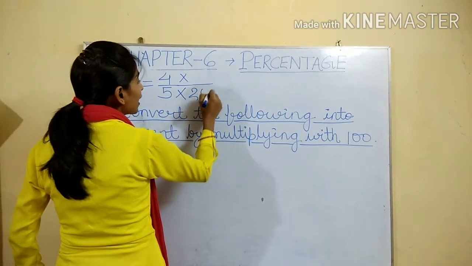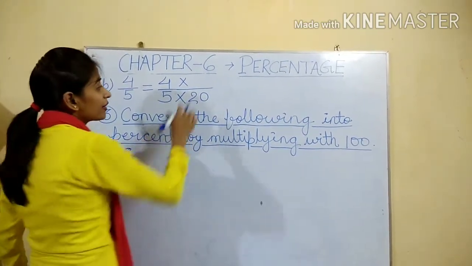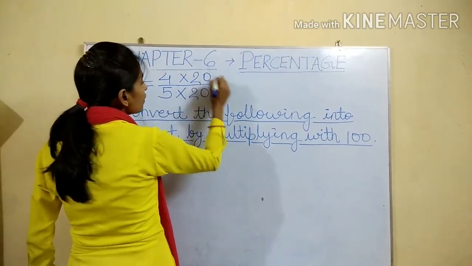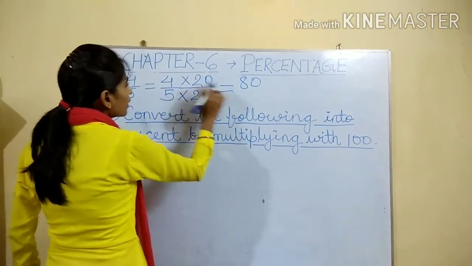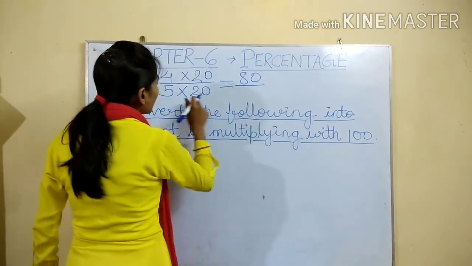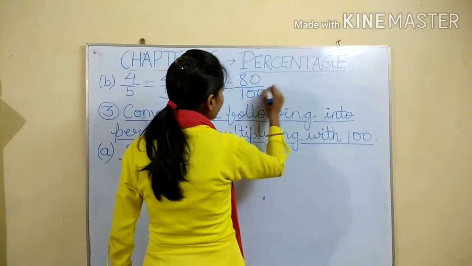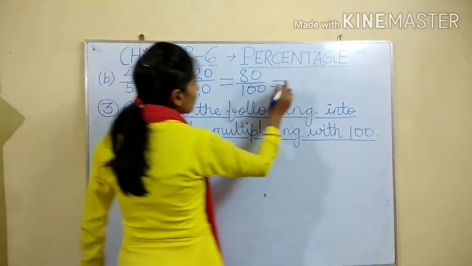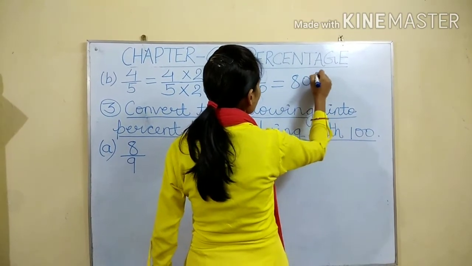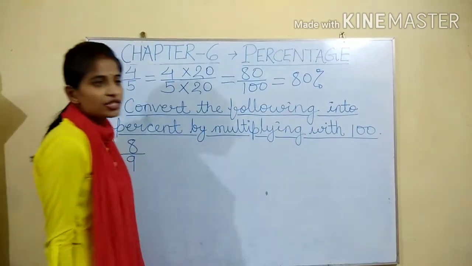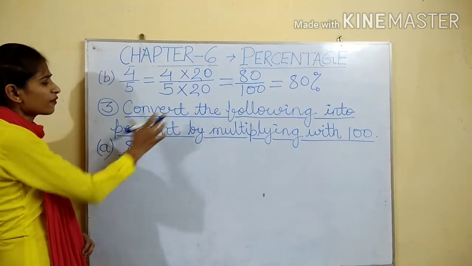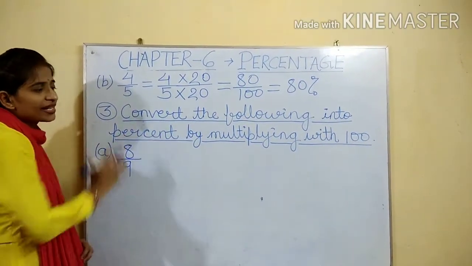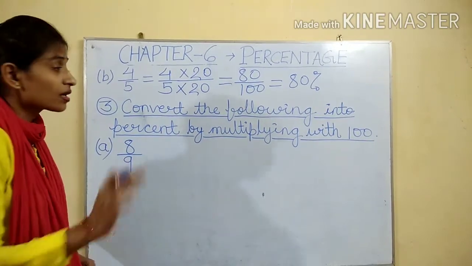20. 25 times 100. So the numerator also we will multiply by 20. So 4 twenties are 80, and 5 twenties are 100. So 80 out of 100 means 80%.